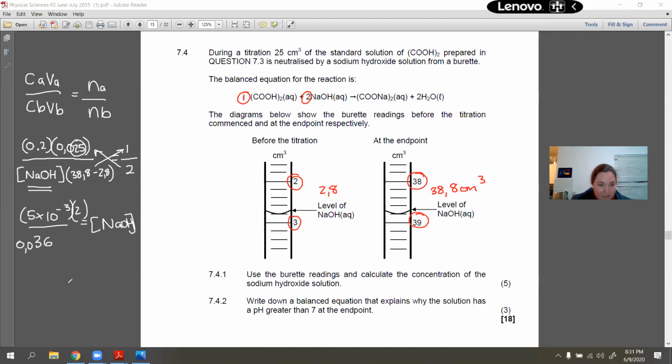So here we've got 5 times 10 to the negative 3 times 2 divided by 0.036. And my concentration then that I get for sodium hydroxide is, sorry, my pen's going funny now, 0.2787778. So I'm going to make it 0.28 moles per decimeter cubed. All right, I'm just quickly going to erase that last bit and then I'm going to chat to everybody. So there we go. All right, so that is the final answer.